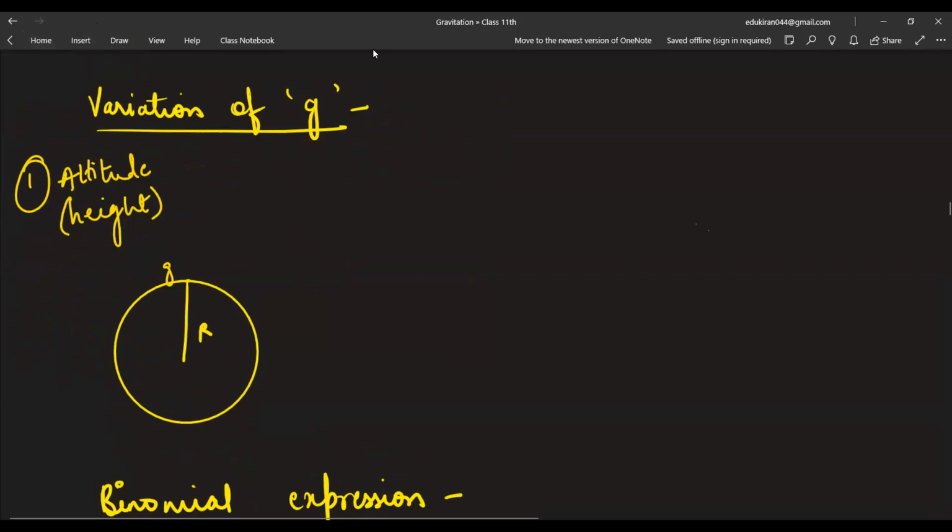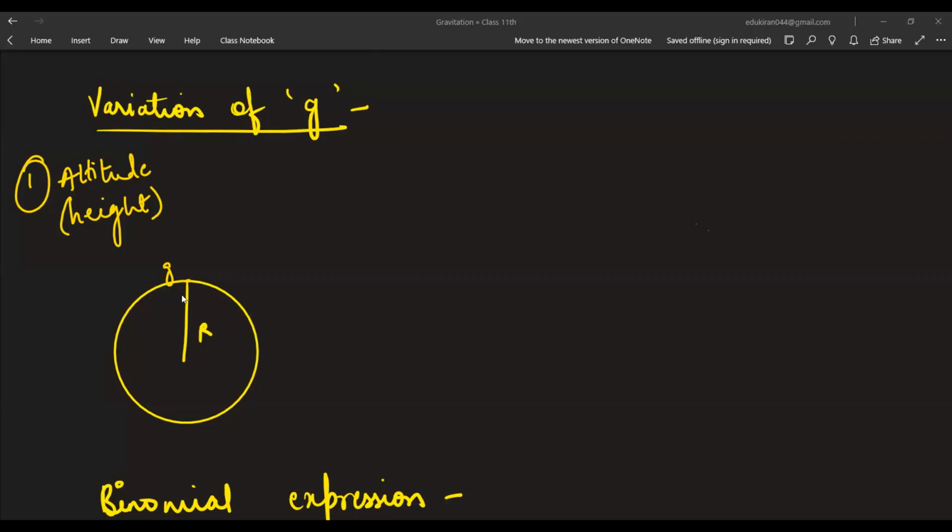Okay, now variation of acceleration due to gravity. In the last class, I told you that the acceleration due to gravity varies with height and depth, right? If you have on the surface of Earth the value as 9.8 meter per second square, then at some very high altitude, the value of acceleration due to gravity will be different. Then at a certain depth also it will be different. So first we will discuss the variation of acceleration due to gravity at an altitude, means at a height.